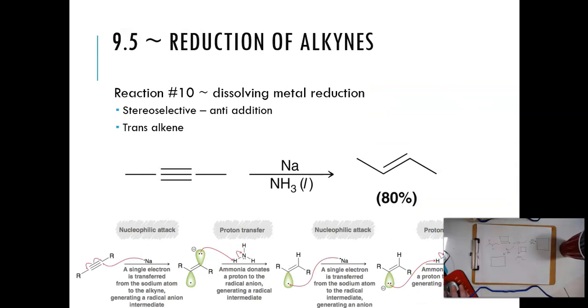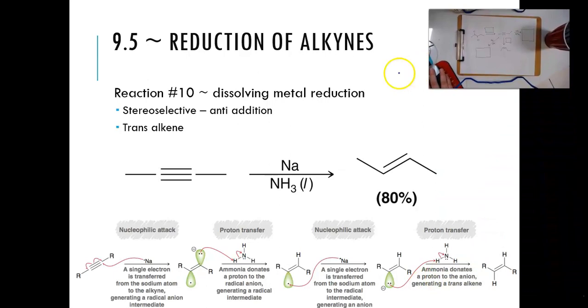So here's the third reaction in this series, reaction number 10. It's called a dissolving metal reduction. Here's our alkyne. We're going to react it with sodium metal and liquid ammonia, and we will make the trans alkene. So now we can go from an alkyne to a cis alkene, to a trans alkene, or to an alkane. And it's making the trans alkene because it is an anti-addition. So we do have the mechanism down here.